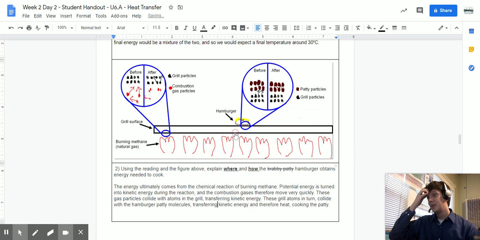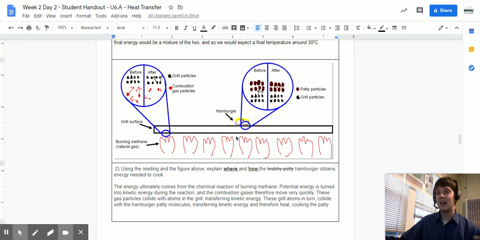Okay. We could go in more detail. That transferring heat is actually initiating another chemical reaction where the proteins are denaturing and it's killing bacteria and making it safe to eat and whatnot. But for the purpose of this standard, what we've got on here is enough.